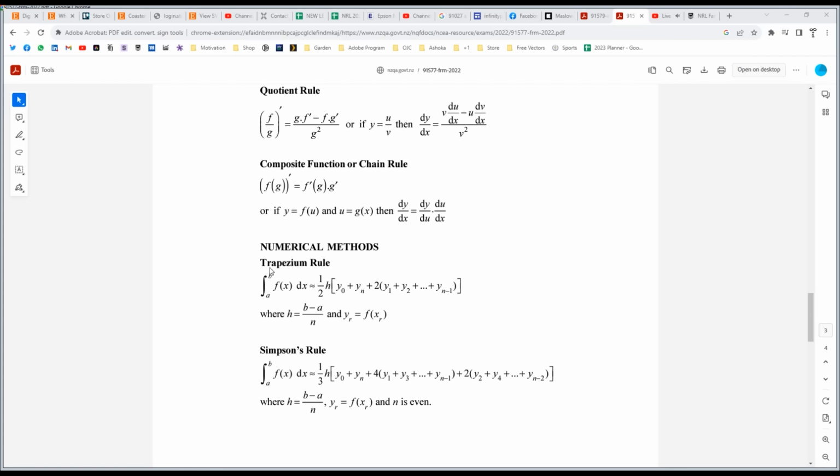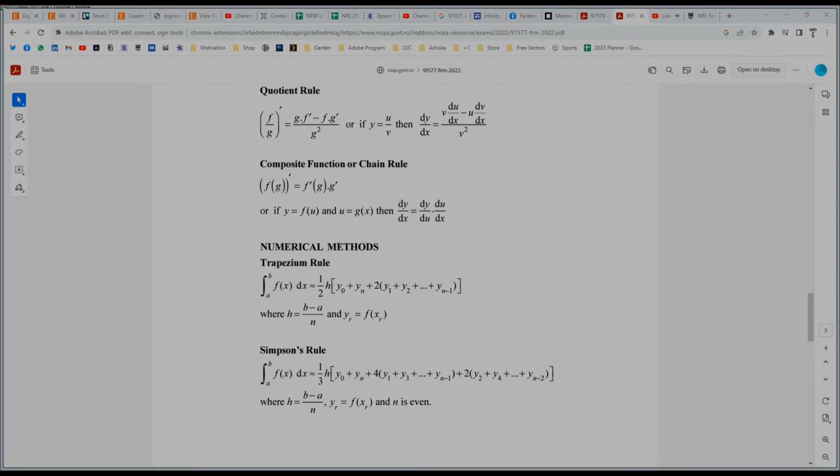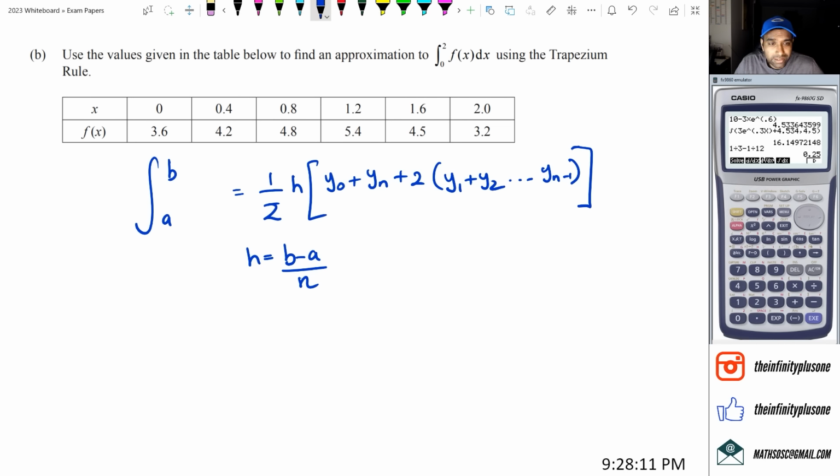The area is approximately half h times y0 plus yn plus 2 times y1, y2, all the way to yn minus 1. And then h is equal to b minus a over n, which is the number that we have. All right, so let's go into the main. Sorry, I just had to copy that equation down. Otherwise, I always stuff it up.